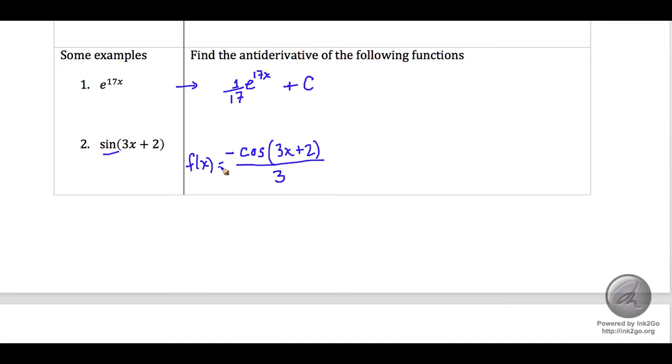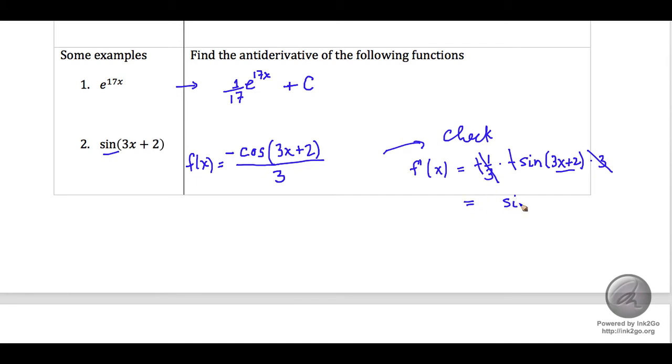I'm going to name this function f of x here, just so that I can check. For this function, it's worth doing a quick check. So what would be f prime of x? This would be negative 1/3, out in the front here, times the derivative of cosine of 3x plus 2, which is negative sine of 3x plus 2, times the derivative of the inside function, which is just 3. So now you can see that the 3 and the 1/3 cancel, and then the negative and the negative cancel. So we're left with sine of 3x plus 2.